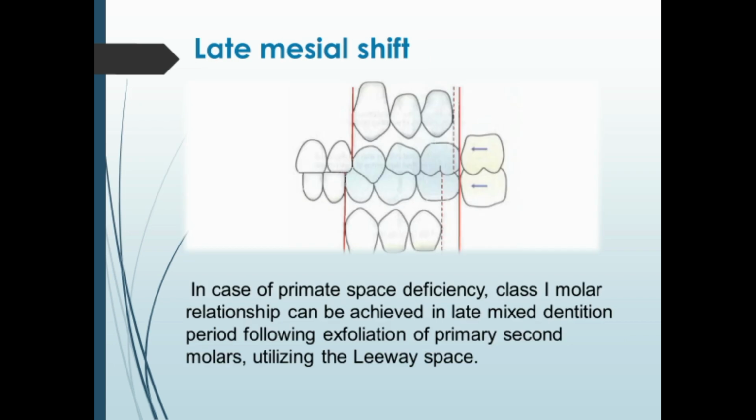Late mesial shift. In the absence of sufficient developmental spaces in primary dentition, the erupting permanent first molars may not be able to establish class I relationship in the early mixed dentition period. In such cases, class I molar relationship can be established following the exfoliation of primary second molars by utilizing leeway space. As this occurs in late mixed dentition, it is called the late mesial shift.